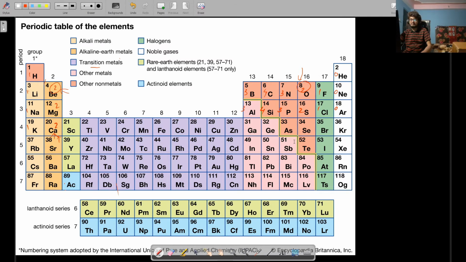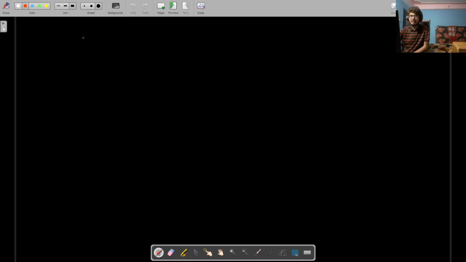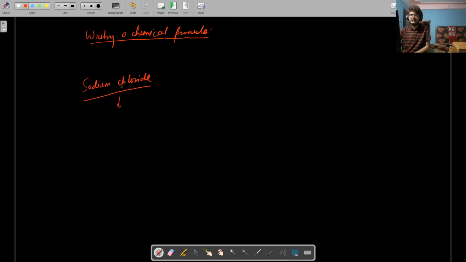Then we have the crisscross method we need to study, for writing a chemical formula. So now the next topic is writing a chemical formula. How do we write a chemical formula from the elements? For example, if I say I have sodium chloride, that is basically the salt that we eat, the salt that we put in all vegetables and all those things. So salt, that is sodium chloride.